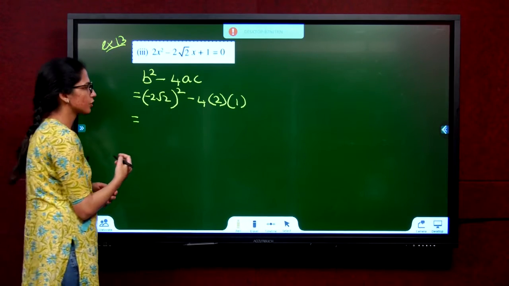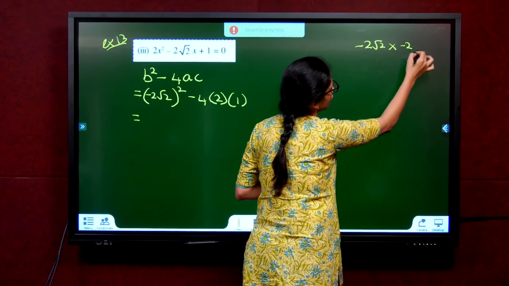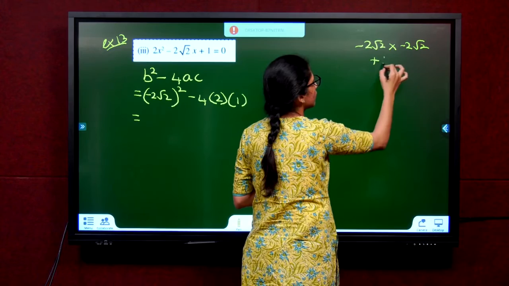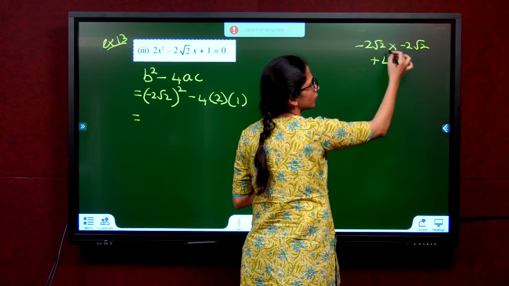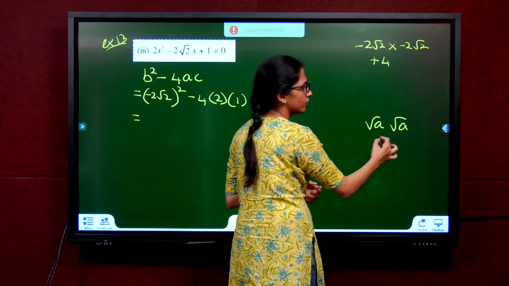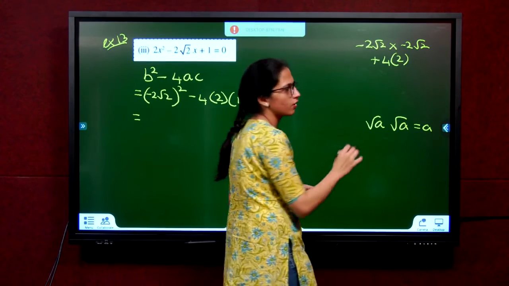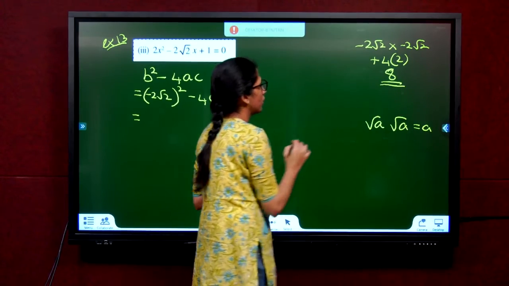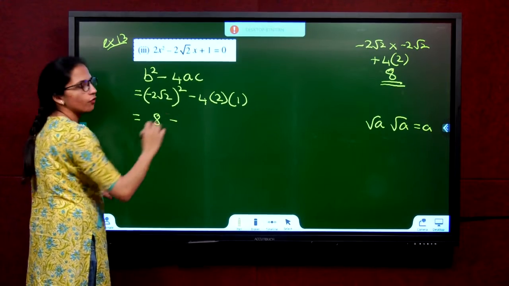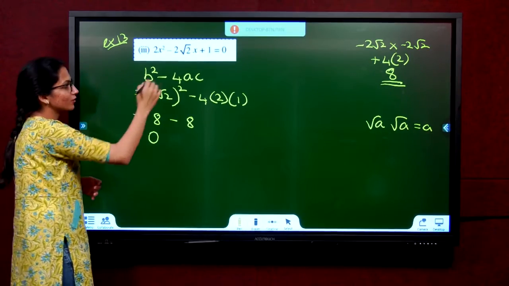So what happens now? (−2 root 2) whole square. For those who do not know, for practice, write it here: −2 root 2 into −2 root 2. Minus into minus is plus. 2 2s are 4. Root 2 into root 2. We learnt it in the previous video: root a into root a is a. So root 2 into root 2 is 2. 4 2s are 8. So (−2 root 2)² is 8. 8 minus 4 2s are 8. 8 minus 8 is 0.